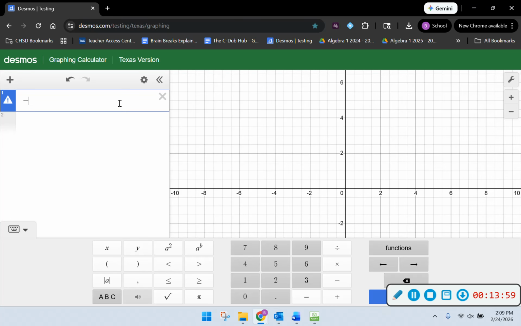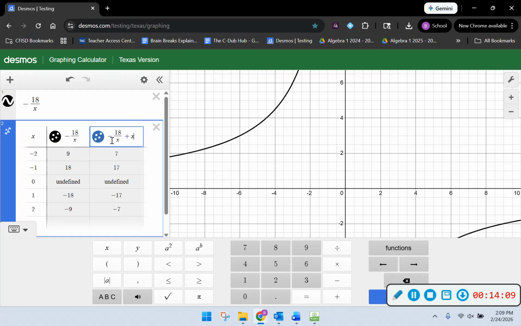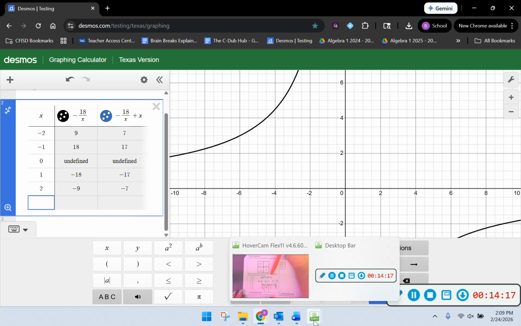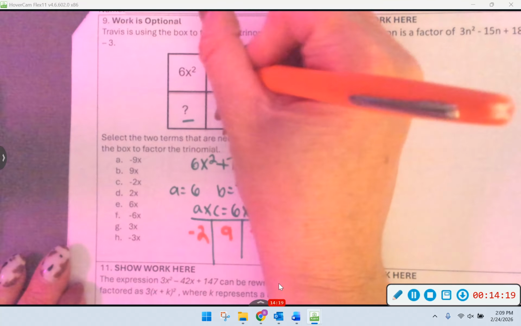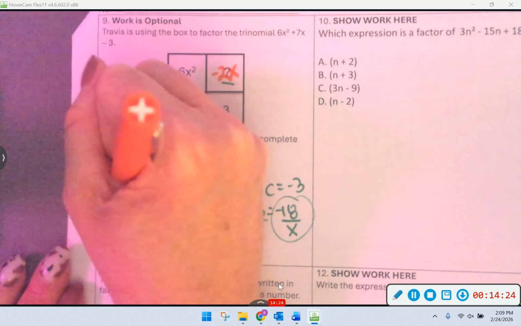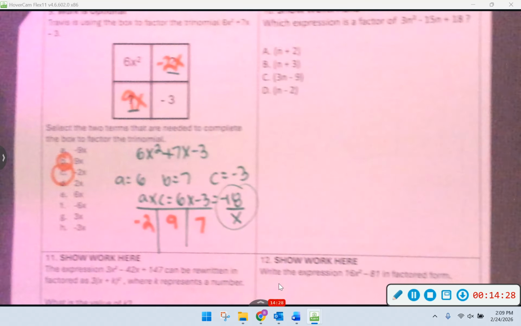Negative 18 divided by x. Settings, table. Negative 18 divided by x plus x. So I'm going to look for positive 7, and I see it at the top, so I'm going to do negative 2 and 9. So we're going to put negative 2x and 9x. So we're going to select B and C. Perfect. All right, number 10.